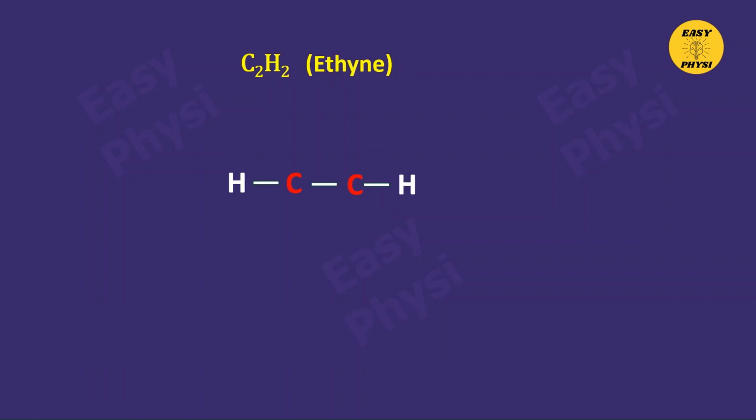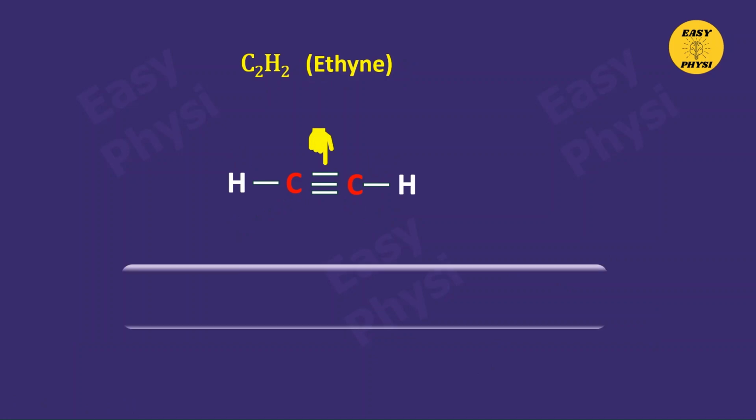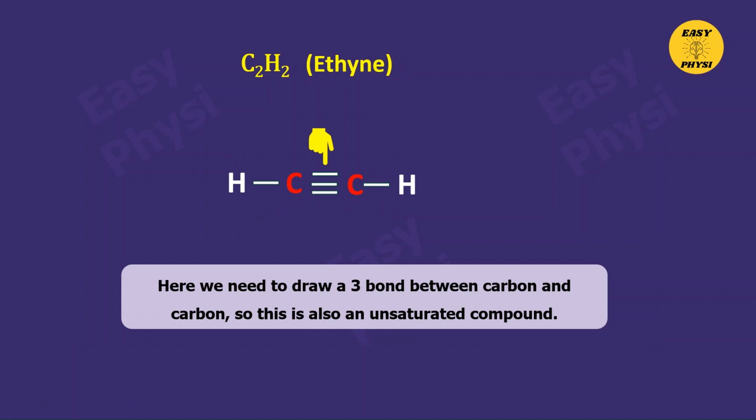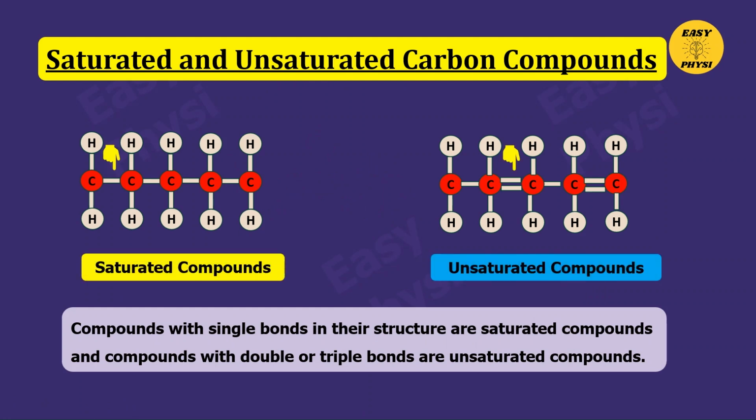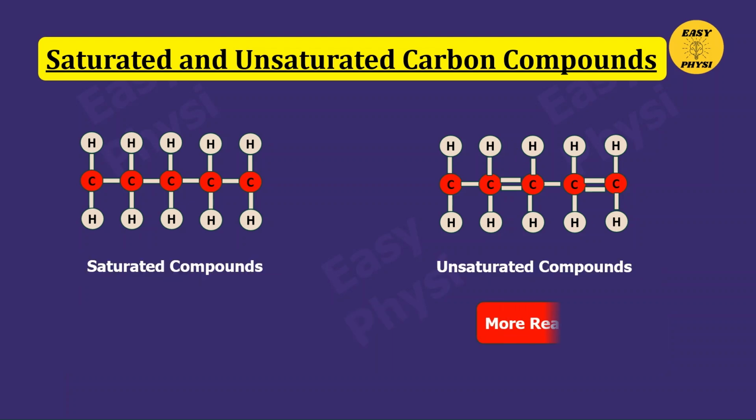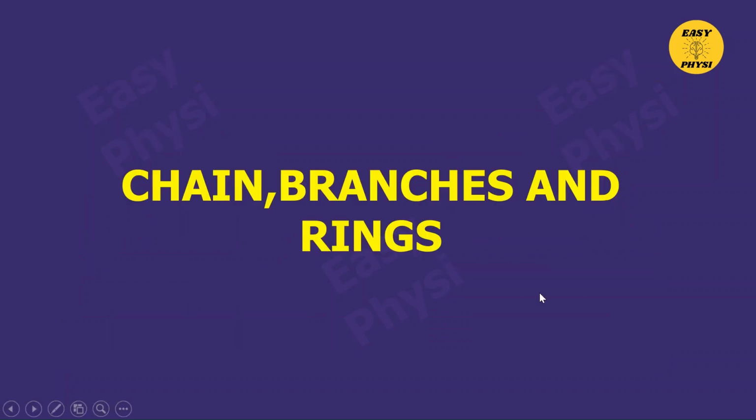In the same way, let us draw the structure of C2H2 ethyne. Here we need to draw a triple bond between the two carbon atoms. So this is also an unsaturated compound. So we understood that carbon atom with single bond are saturated compound and carbon atom with double or triple bond are unsaturated compounds. Unsaturated carbon compounds are more reactive than the saturated compounds.